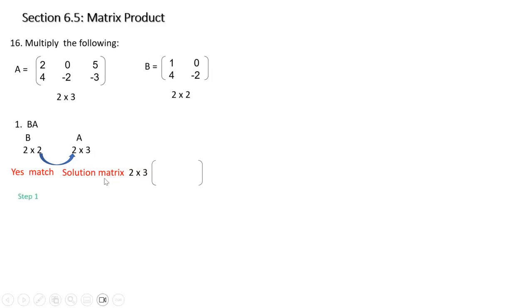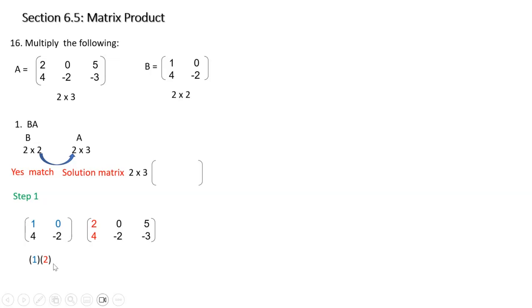So let's do this. It's a few steps. Step 1, again, I'm going to use color-coding so you can see what's taking place. Matrix B is 1, 0, 4, negative 2. And matrix A is 2, 0, 5, 4, negative 2, negative 3. The objective is to multiply the first row times the first column, the first row times the second column, and the first row times the third column. Then we multiply the second row times every column, as we just did.